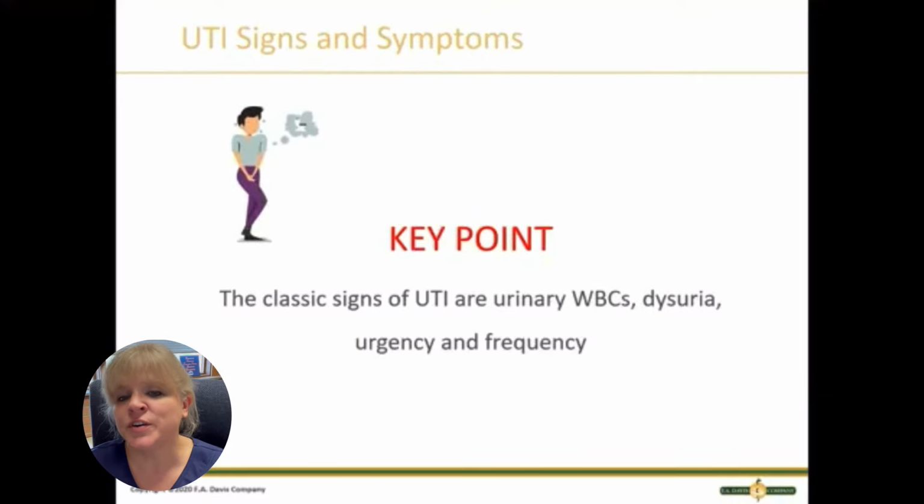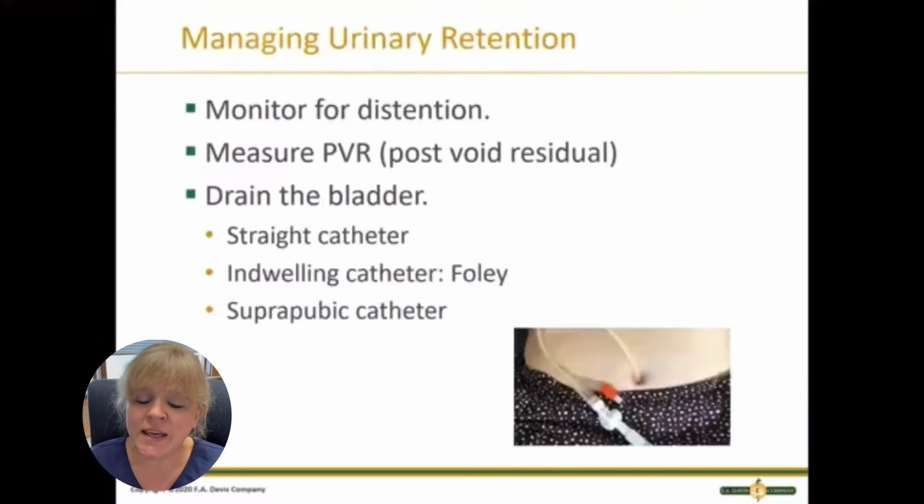How do we manage urinary retention? So again, urinary retention is the failure of the bladder to empty completely. So we want to measure PVR, and that means post-void residual. So that is going to measure the amount of urine that's left in the bladder. So a small amount is normal, you know, 15 to 20 cc's or whatever is normal. But if there's like 200 mils of urine left in the bladder after someone voids, that's a problem.